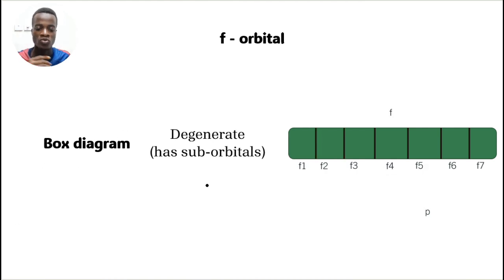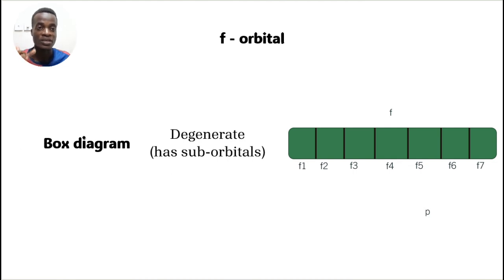The f orbital as well. So you go to the f orbital, it's also a degenerate orbital. So f, how many sections? You have 7: f1, f2, f3, up to f7, right? So they have suborbitals as well. This is what you have to know about the f orbitals as well.